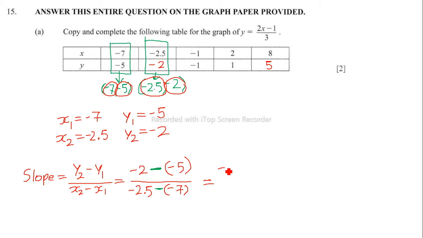This is going to be equal to -2, minus -5. We know that a negative times a negative is what? A positive. So +5, divided by a negative times a negative, which is positive. So that's -2.5 plus 7.